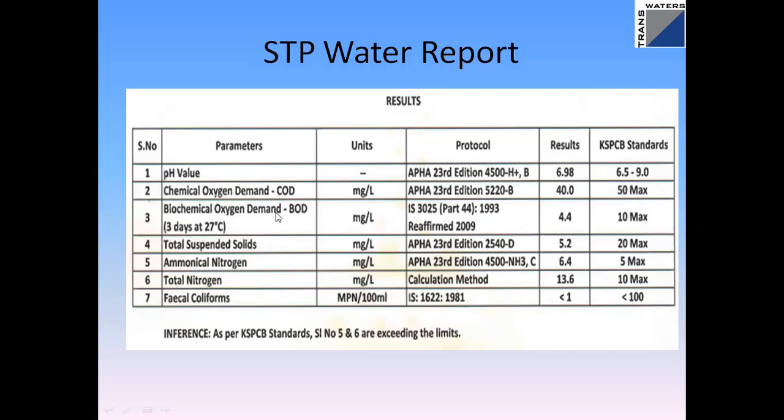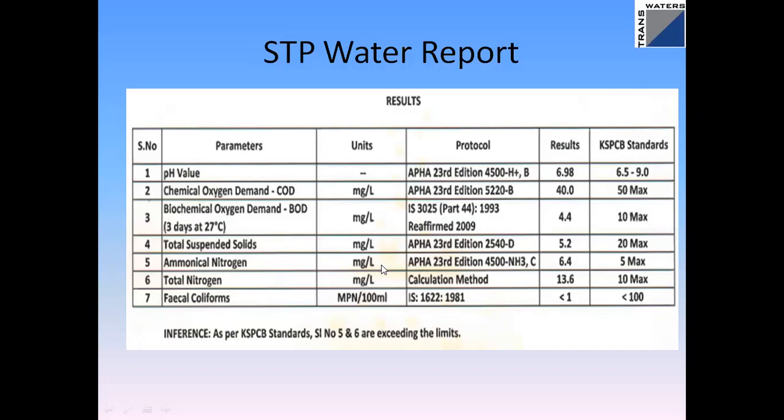And the BOD is biological oxygen demand, which measures how much oxygen gets consumed by aeration or by organic method. They take 3 days in the laboratory to measure these parameters. So both these parameters are very important. The limits for COD is 50 and BOD is less than 10. Suspended particles, again, a big parameter, it should be less than 20.